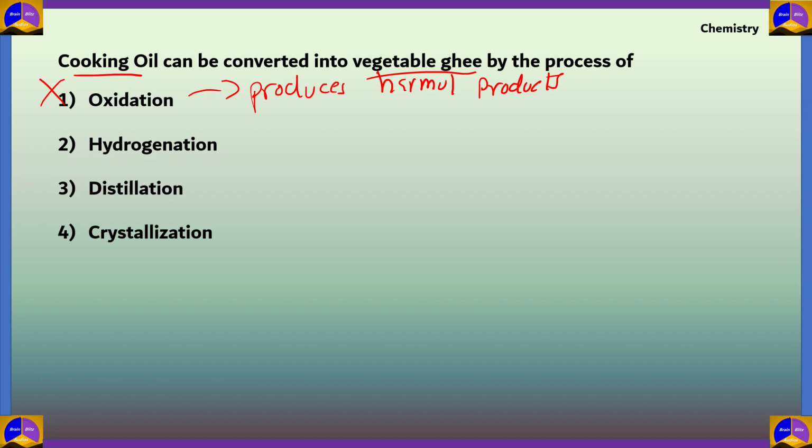Let's look at option 3. In option 3, now distillation is the process of boiling and then condensing a component with a lower boiling point. So it is used in cooking oil to remove fatty acids, while vegetable ghee is indeed a fat. So option 3 is also incorrect.